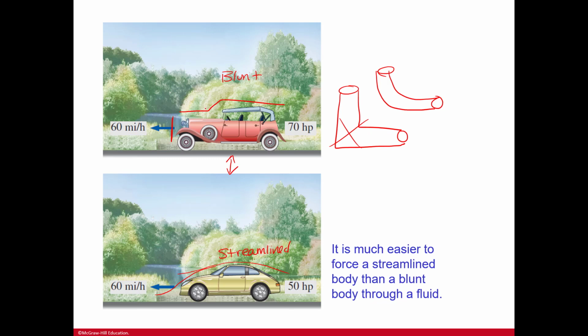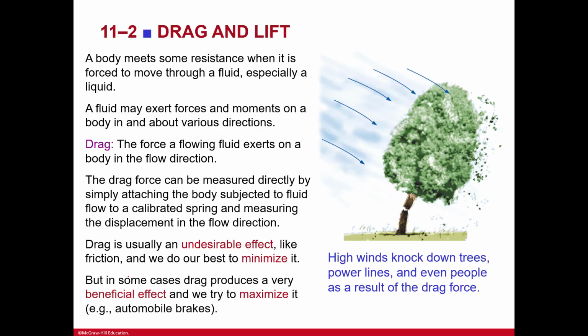And so you can see that you need 70 horsepower to achieve 60 miles an hour versus only 50 horsepower to achieve 60 miles an hour. So it's just more efficient as well.